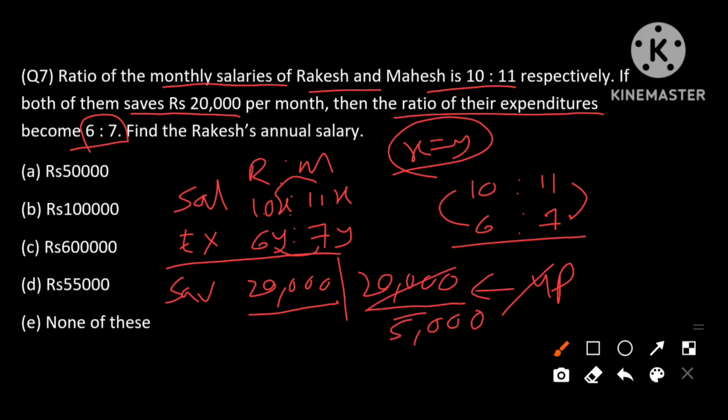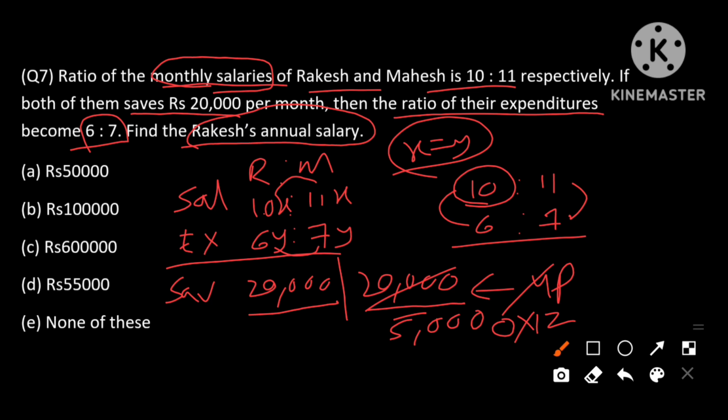Now the question asked is to find Rakesh's annual salary. Here initially we took monthly salary. So monthly salary of Rakesh is 10 parts. 10 parts value, where 1 part value we got is 5,000, will be 50,000. This is for monthly. What about annual? For annual we need to multiply it by 12, 5 times 12, which will be 60. So the answer will be option C, 6 lakh is our answer. Okay.